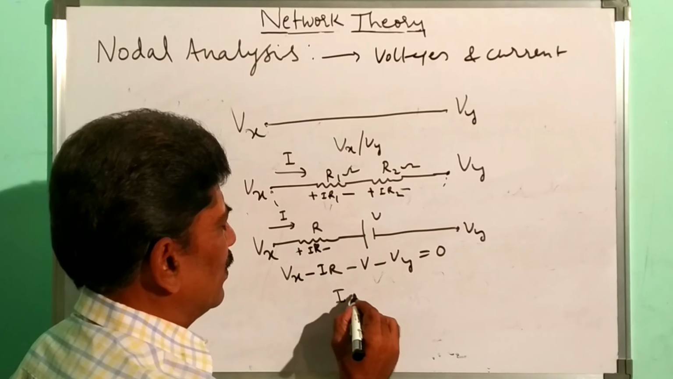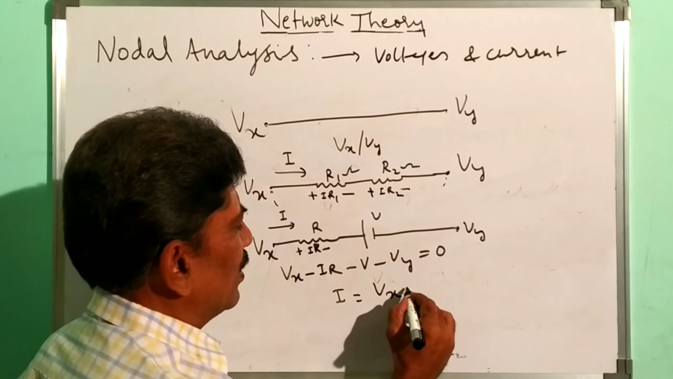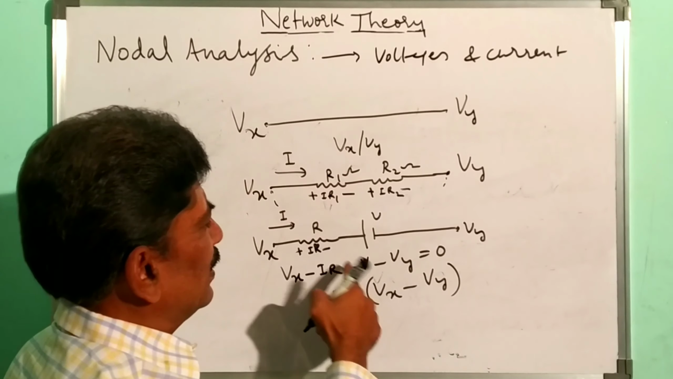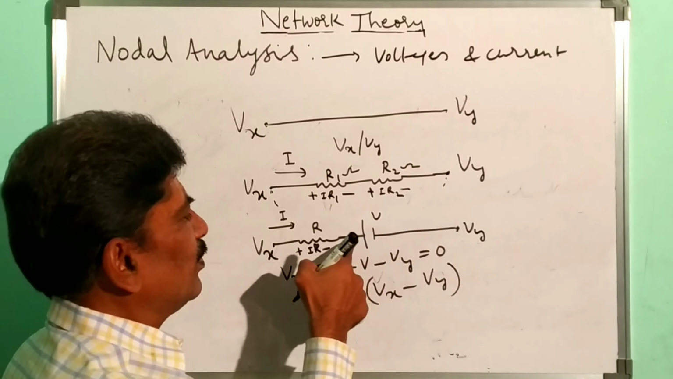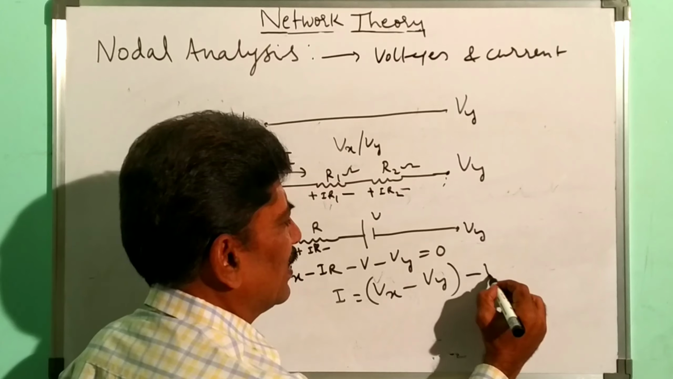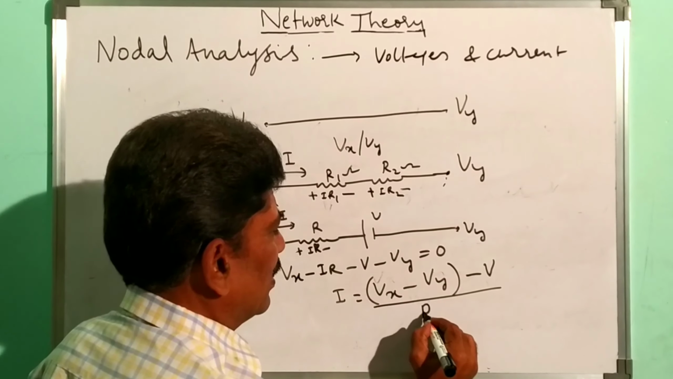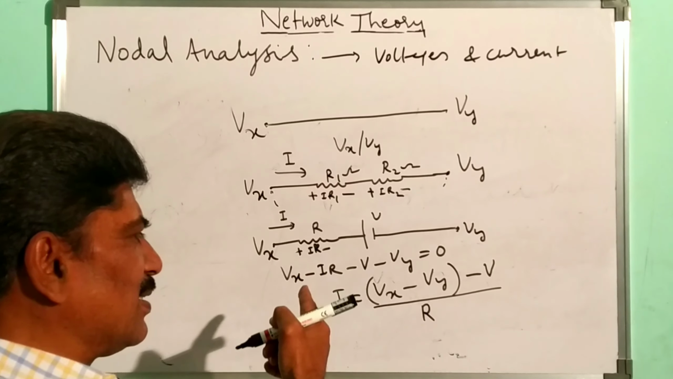So I is equal to, first you write Vx minus Vy, then see this, from this end to this end, if you move, fall in potential, minus V. From this equation we are getting this divided by resistance. Since only one resistance is there, you put R.